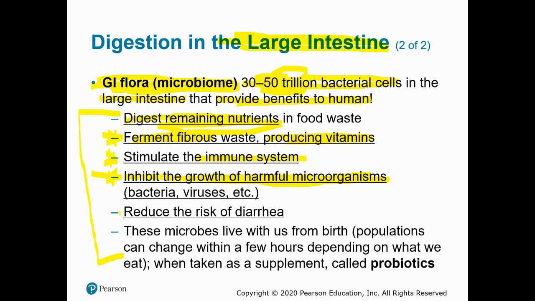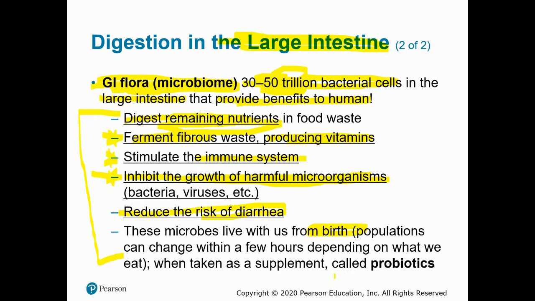Having a healthy gut microbiome also reduces risk for diarrhea. So where do we get these guys? Really from birth, actually, and particularly from the birth canal, and then also from breastfeeding. So those are two critical functions of, again, delivery and breastfeeding, if possible, not always possible, right?